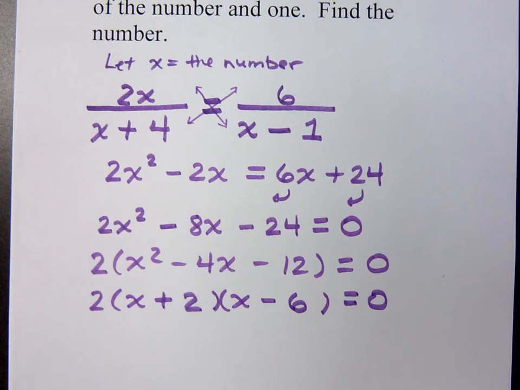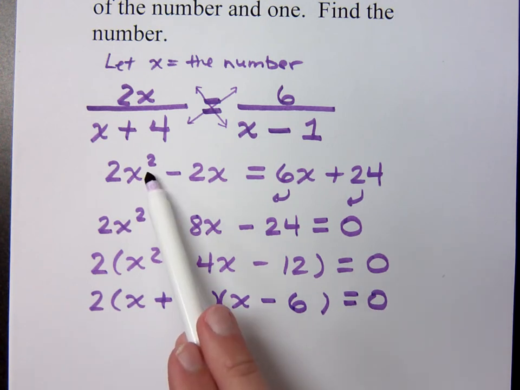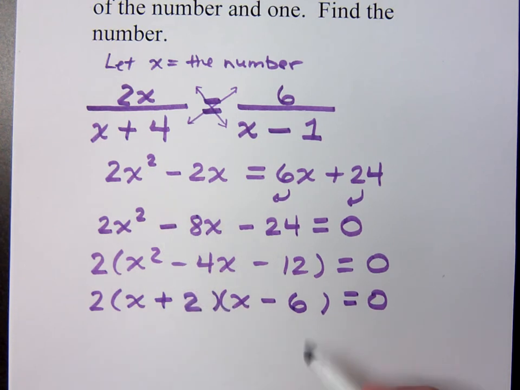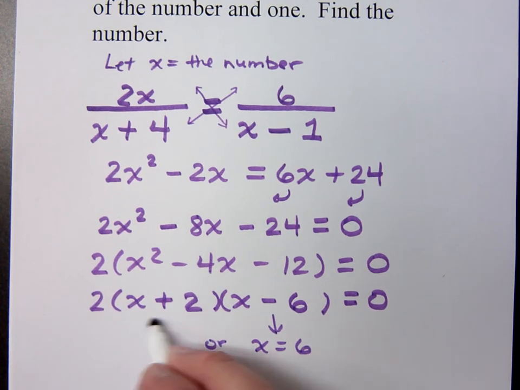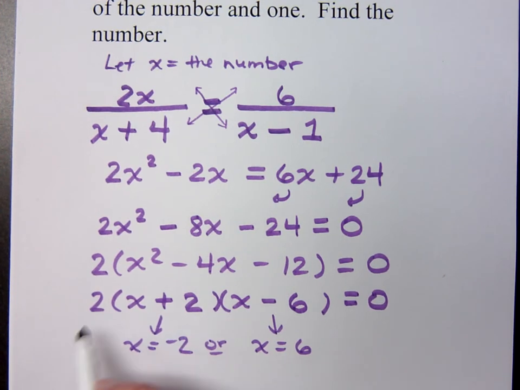Do you all agree? How many answers do I expect from this problem? 2. What tells you 2? The degree, if x is only squared. I expect 2 answers. What solution do I get from here? x equals 6 or x equals negative 2. Do I get anything from this guy? Does 2 ever equal 0?